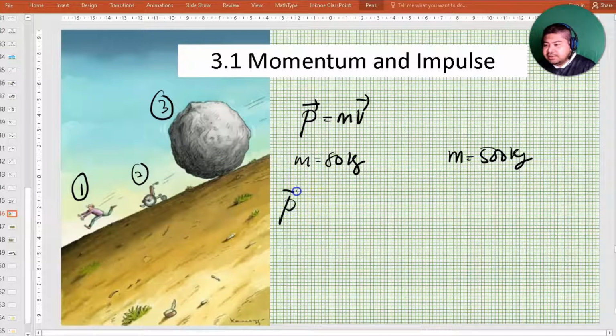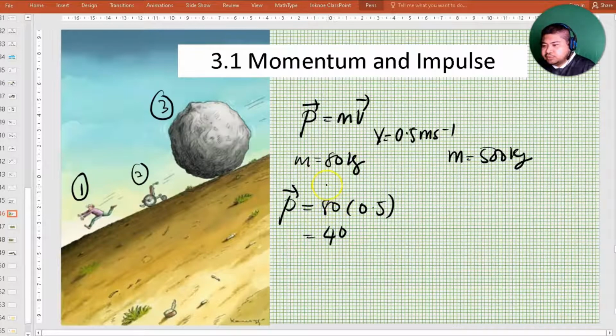Okay, so if we calculate the value of the motion or the momentum of the person, let's say they're both moving at 0.5 meter per second. So let's say both have the same velocity, 0.5 meter per second. If you calculate the momentum of the person, you will get 80 times 0.5, you will get 40. Because it is mass times velocity, the unit for mass is kilogram, the unit for velocity is meter per second. So the unit for momentum is kilogram meter per second.